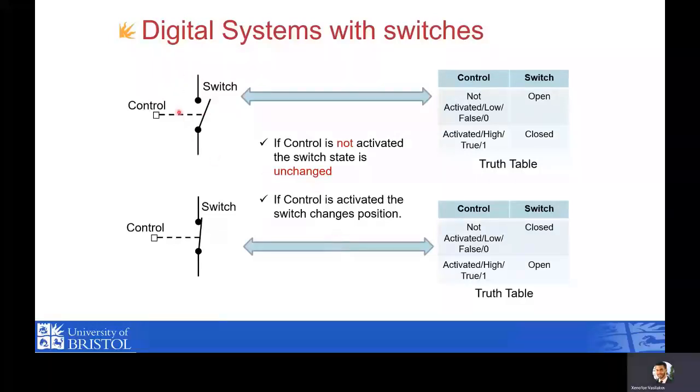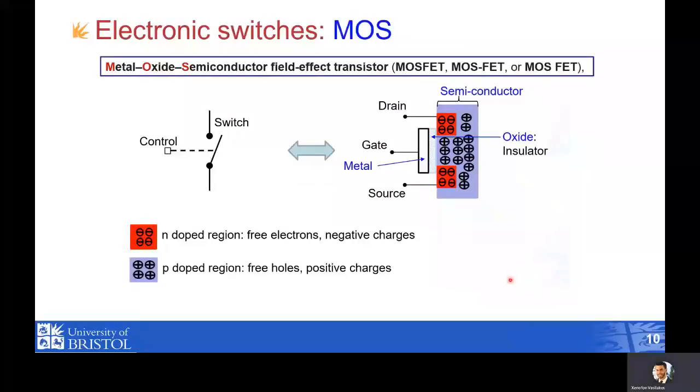Now, again, you see the switch here, open and closed, and the truth table as we're going to be using in this course. If the control is not activated, just like here, then the switch state remains unchanged, and the other way around. If the control is activated, then the switch changes the position. And this is how we implement a switch in real life.